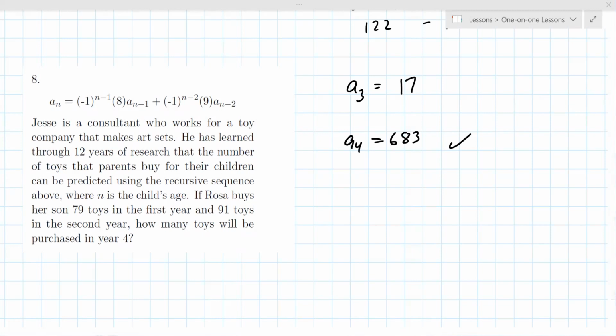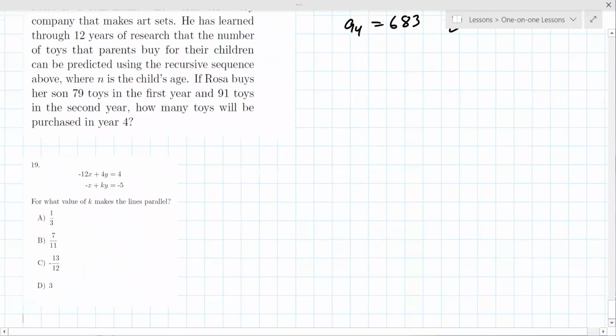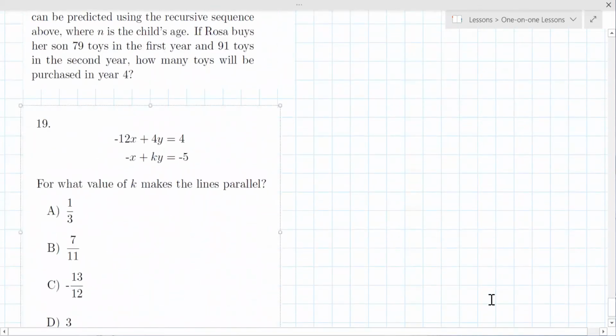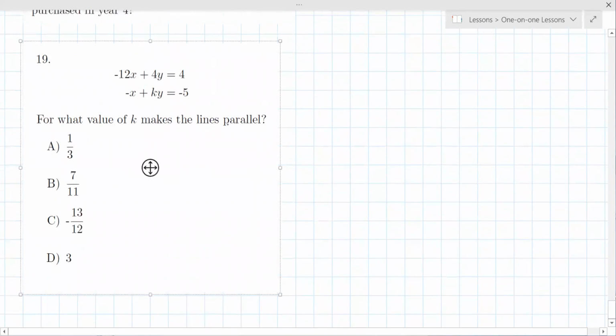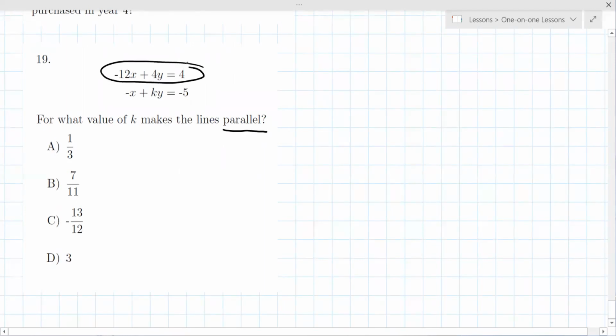I know we've probably done these, but this isn't a super long topic, so I want to fill the last bit of time that we have going through these. Two lines are parallel if what is true? They have the same slope. What's the slope of equation 1? You have to solve for y, right? So 12x plus 4, and then you divide by 4. So 3. What's the slope of the second one?